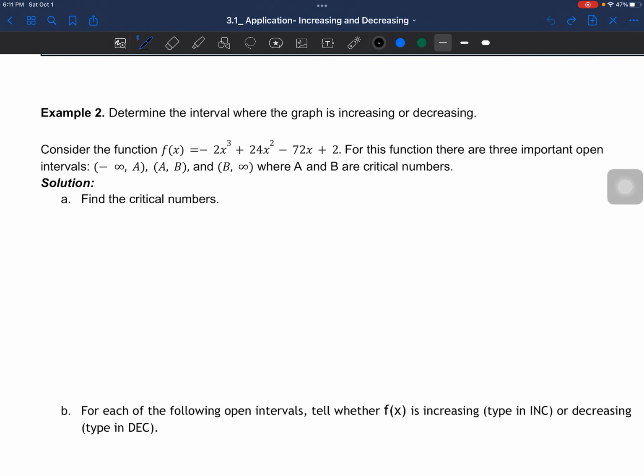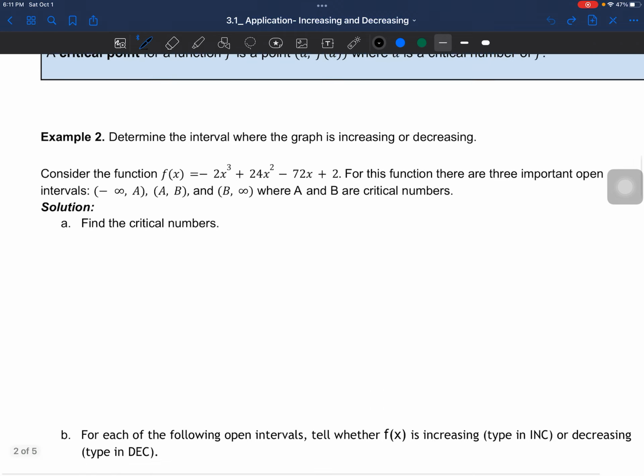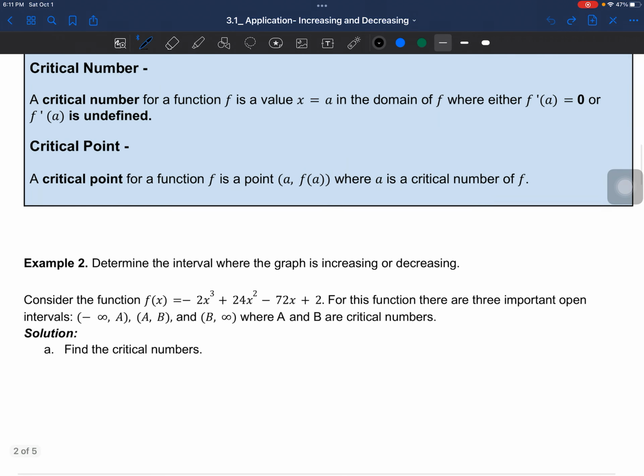For these functions, there are three important open intervals: negative infinity to a, from a to b, and from b to infinity, where a and b are going to be the critical numbers. So this is already set up for us in this context to help us find these intervals. Let's begin by finding the critical numbers.